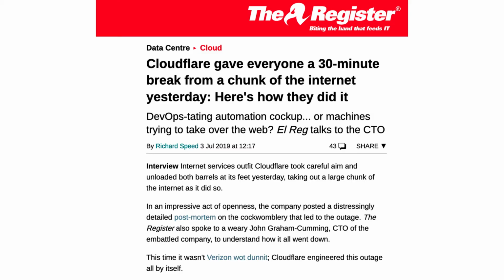So here is another relevant example, Cloudflare. I guess that most of you heard about it. They took down the internet for 30 minutes in the summer, 2 years ago, sorry. And let's see what happened there.